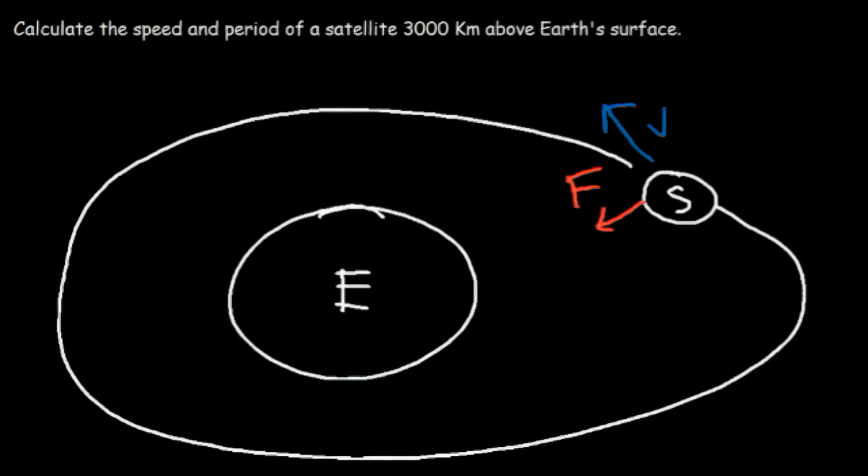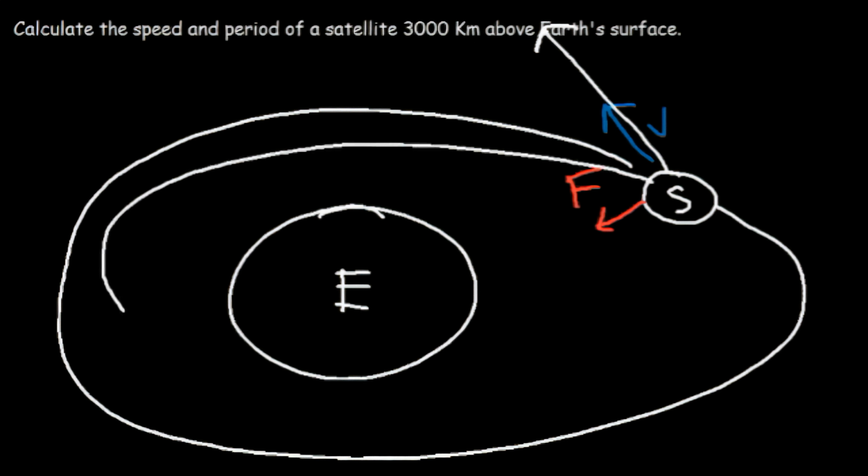And the satellite can maintain its orbit if it has the right speed. If it's moving too fast, it can escape Earth's gravity. If it's moving too slow, it could eventually fall into the surface of the Earth. But if it has the right speed, it can maintain its orbit.